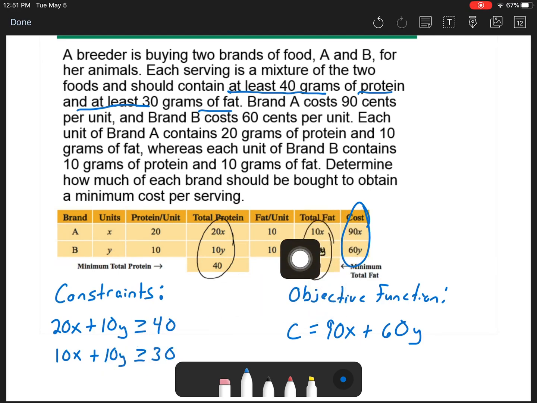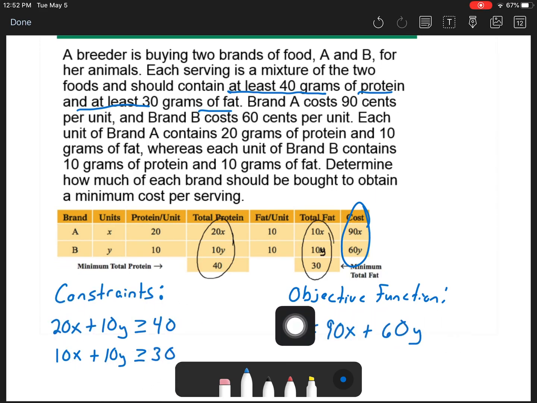All right, and then here's our second constraint having to do with fat. And since there were 10 grams per unit of brand A and 10 grams per unit of brand B, minimum has to be 30 grams. This is our second constraint right here. Okay, so those are our inequalities. That's what we would graph. We're going to be graphing those.